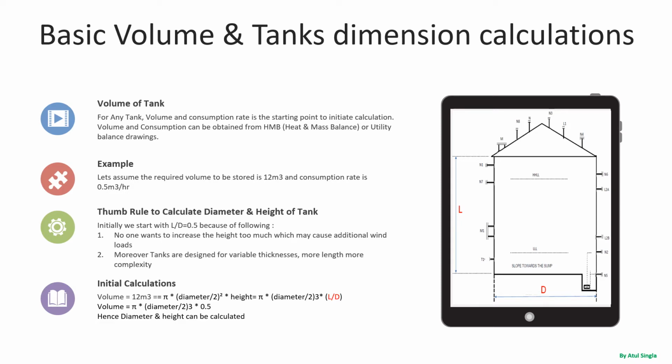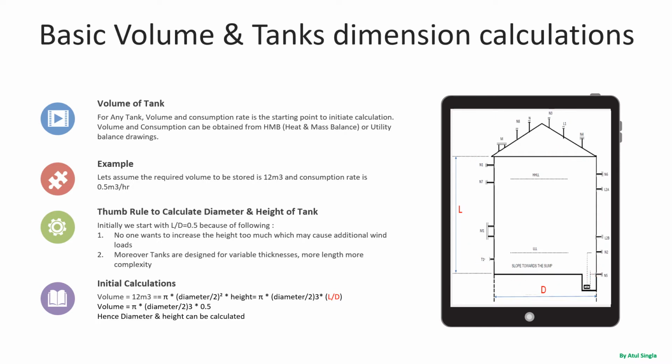Now, at the same time, when we are designing a tank, we don't want to increase the length, and we also want to optimize the diameter. When we know the volume, with the help of pi r square h we can calculate the volume, but we want to optimize the length and diameter because if we increase the length, then there may be additional wind loads, or as you know, the thickness of the tank varies along with the length, so we don't want to increase the complexity of our design. So these two factors we need to optimize.